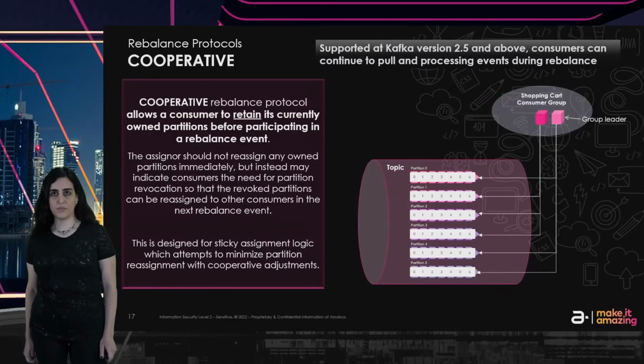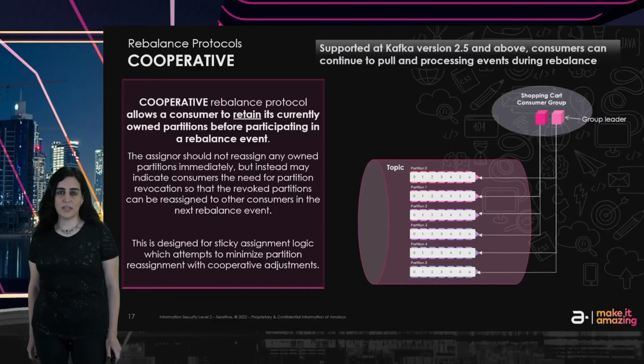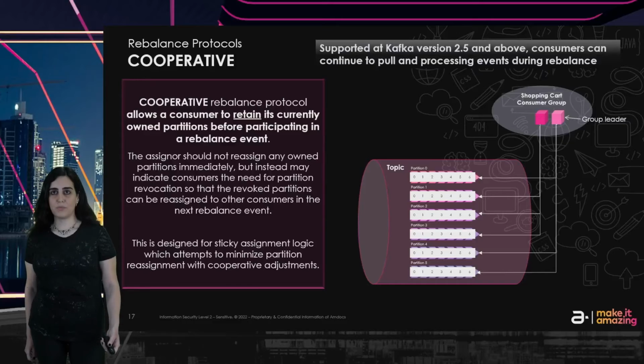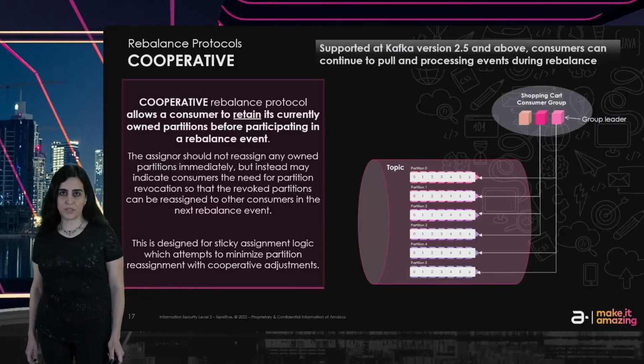On the cooperative protocol, on the other hand, it's different. Whenever we have a rebalance, the consumers can still keep their own partitions. Same example as before, we have 2 members with 6 partitions. Each one of the members owns 3 of the partitions. Now a new member is added. At this stage, consumers should not revoke any of the partitions. They can continue to work. They just need to notify what their own partitions are.